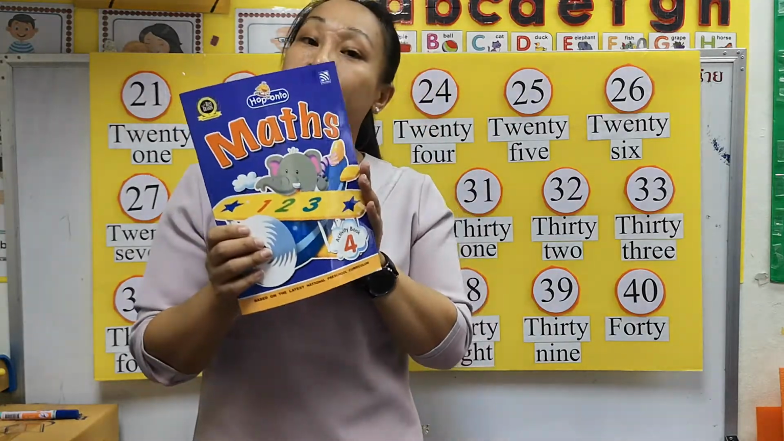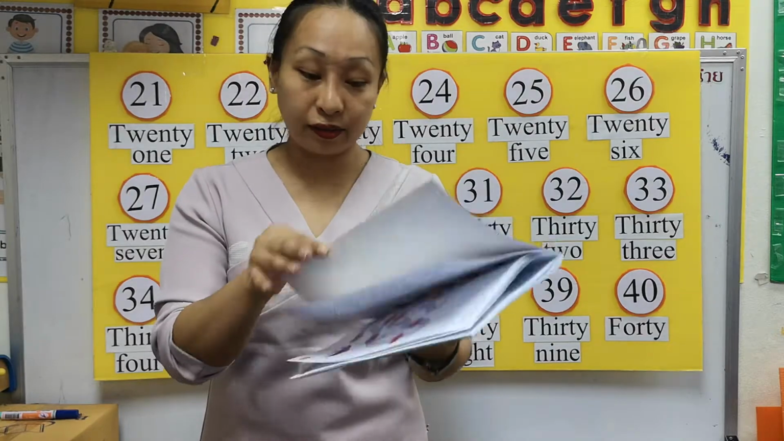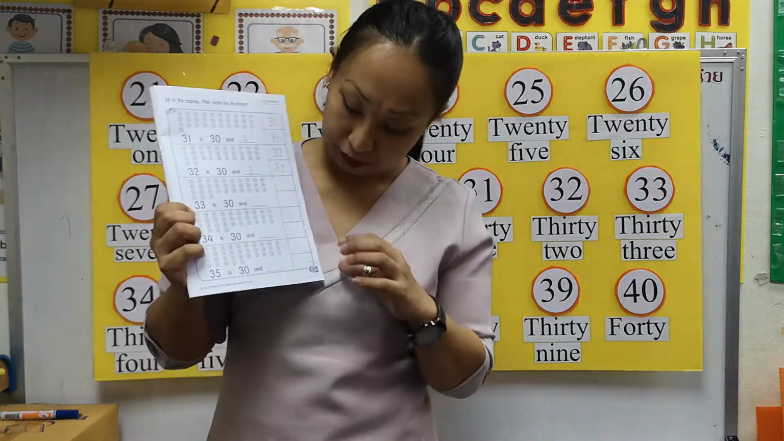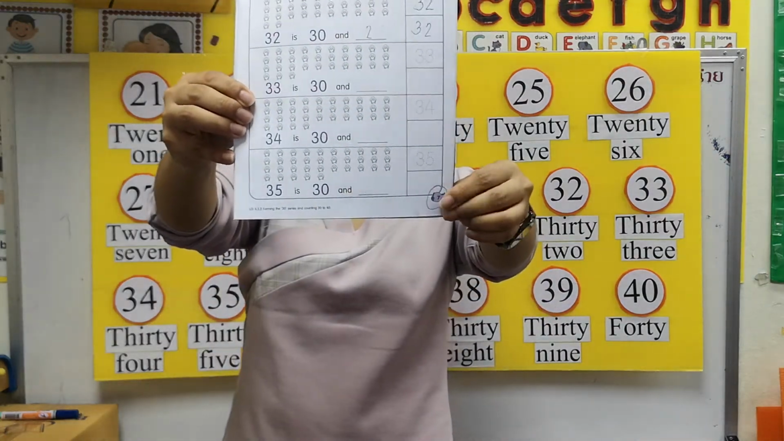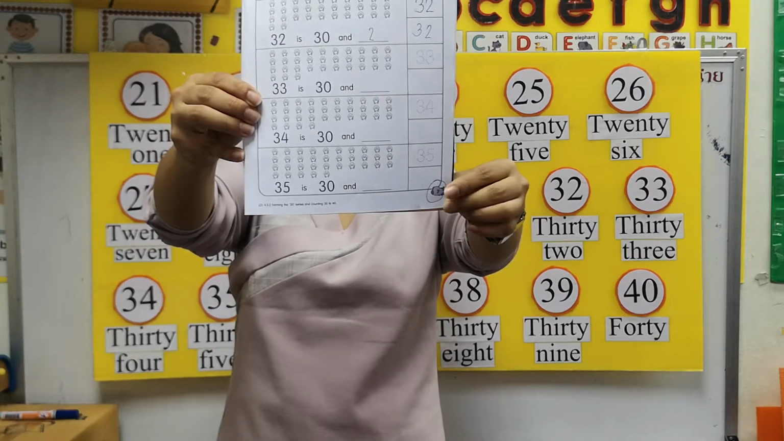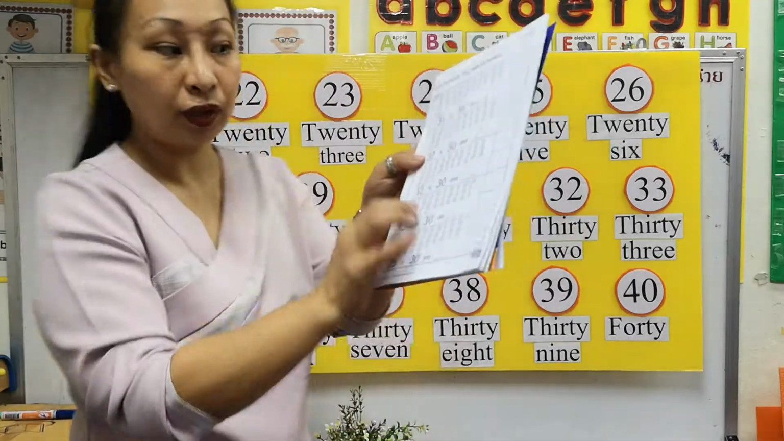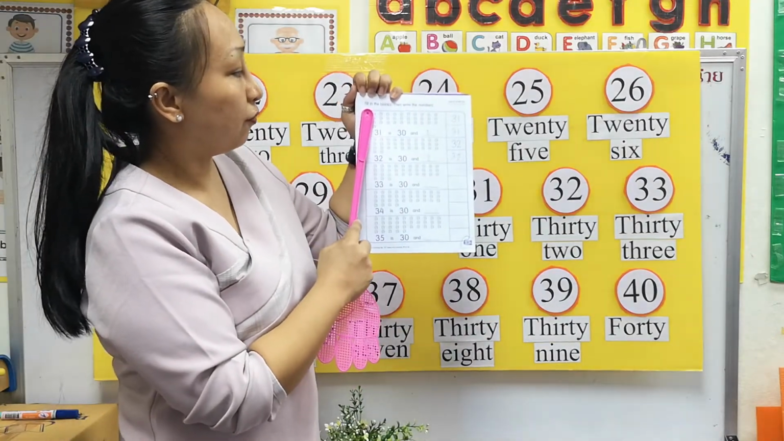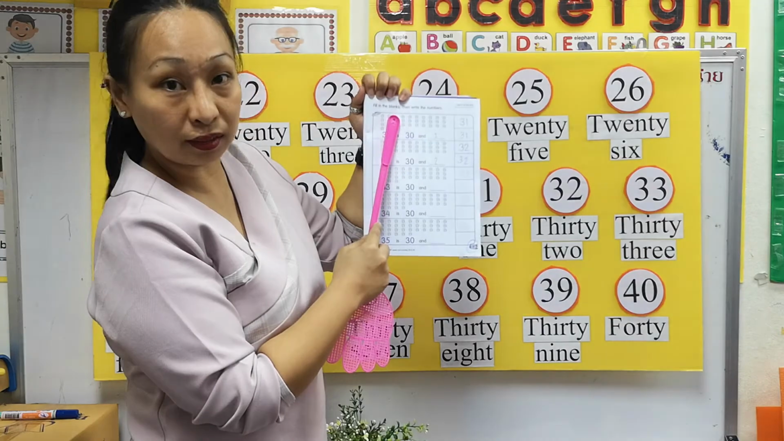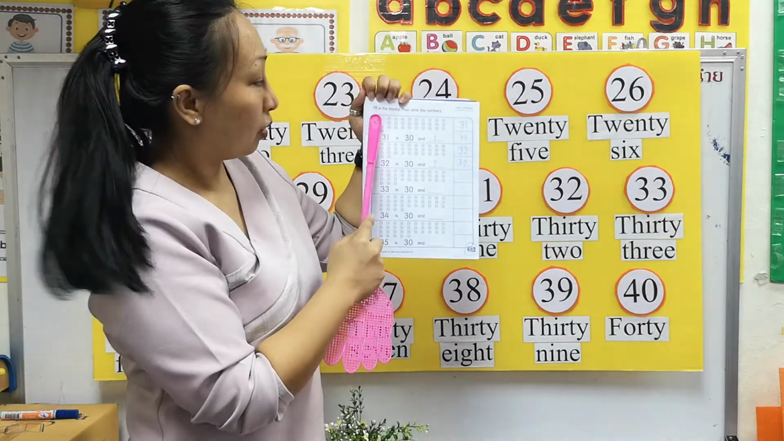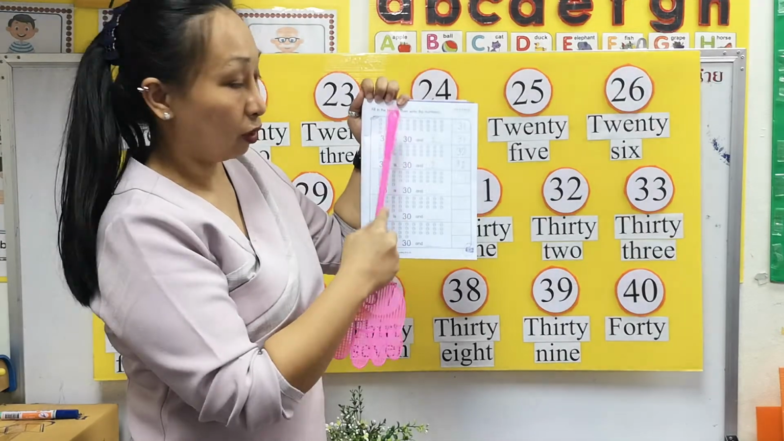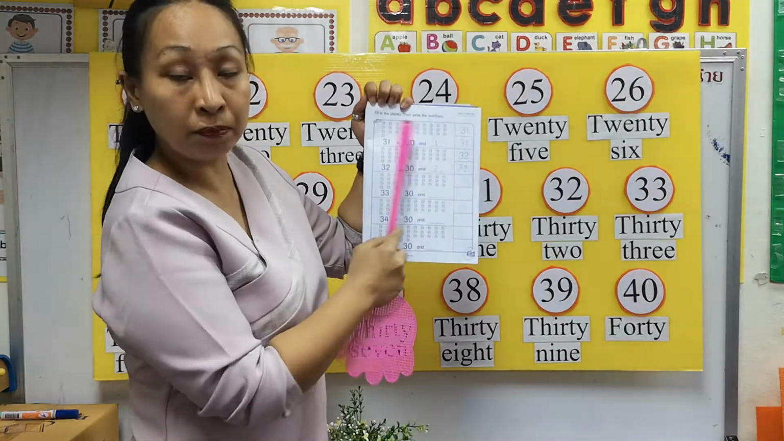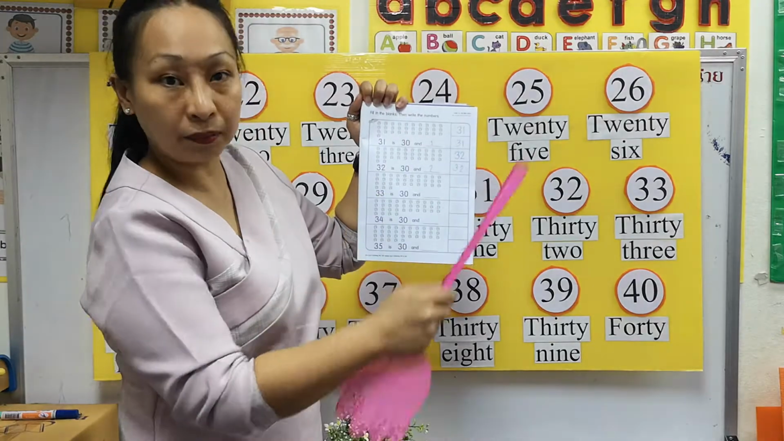Are you ready? Now, open it on page number 7. You can check the page number here. Number 7. Page number 7. What are you going to do, everybody? You are going to fill in the blanks. One more time. Fill in the blanks. Open your mouth and you repeat after me. Then write the numbers. Write the numbers.